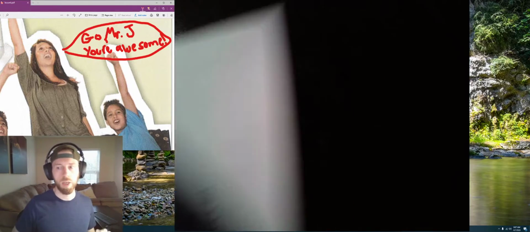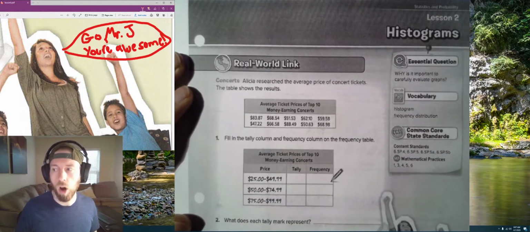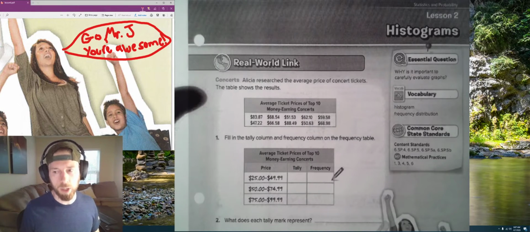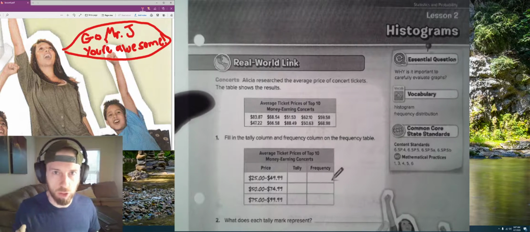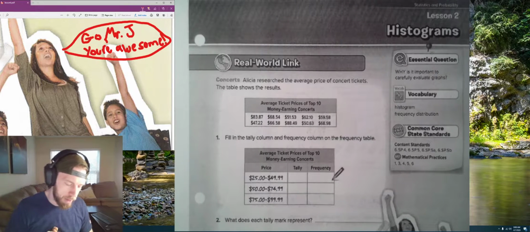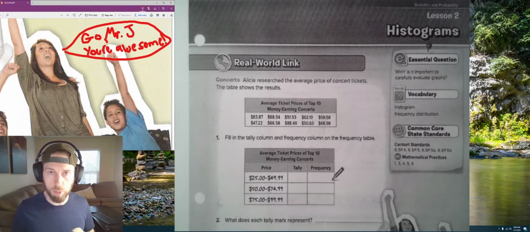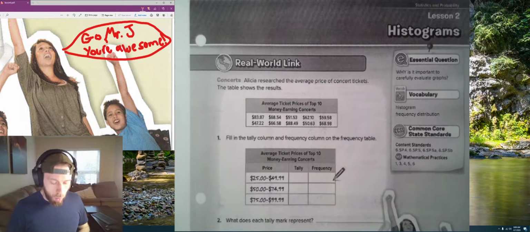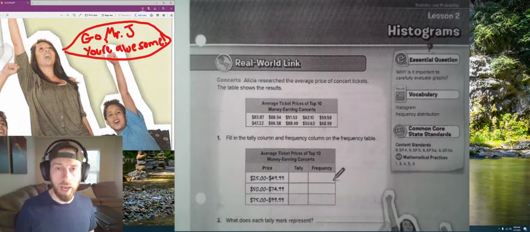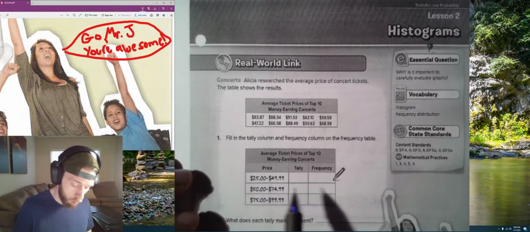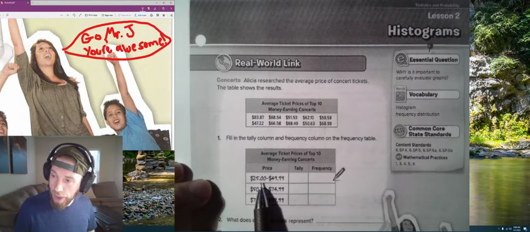Today, histograms, although they look very similar, are definitely not the same. They look similar, but they have a lot more to do with the numbers, and specifically what are called intervals. At the top here, we have Alicia researched the average price of concert tickets, and the table shows the results. What we're going to do is fill in a frequency table. We made these yesterday when we were making our line plots, so we're going to do them again today for our histograms. For histograms, we set an interval for the prices.